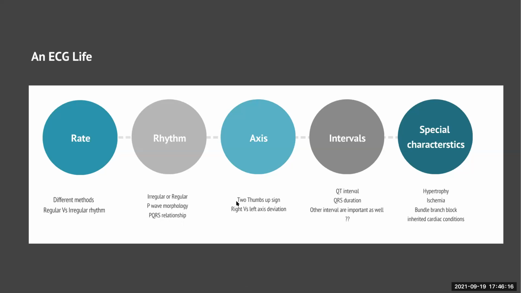So the axis becomes very important, especially in hypertrophy, especially as Saqib was talking about hypertrophic cardiomyopathy. And then intervals: the QT intervals, the QRS durations, and obviously the other intervals are important as well. Most of the time we forget about the QT interval and QRS duration. And then the special characteristics. If you look at all this, the diagnosis will eventually come to you.